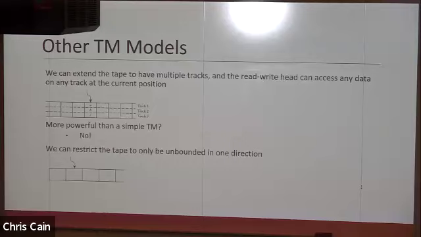This is what the band actually meant when they named themselves. You're talking about Turing machines. Yes. One direction.